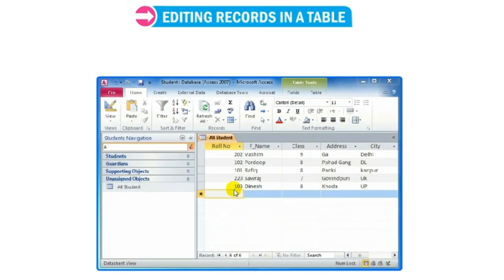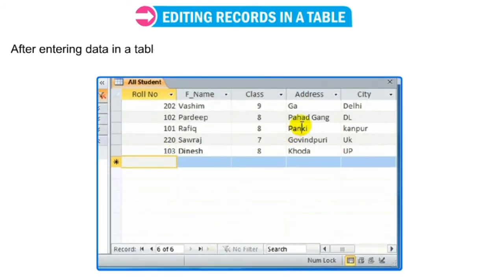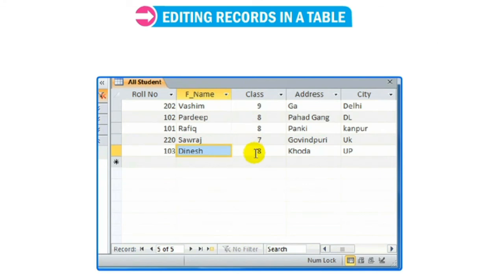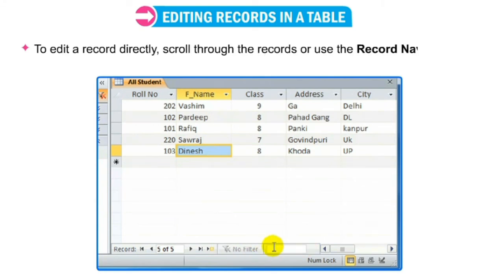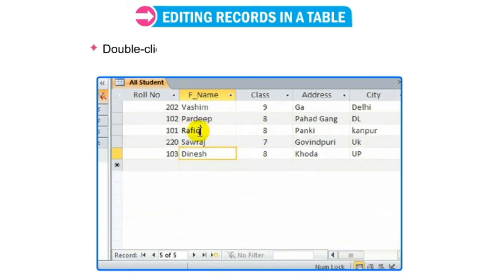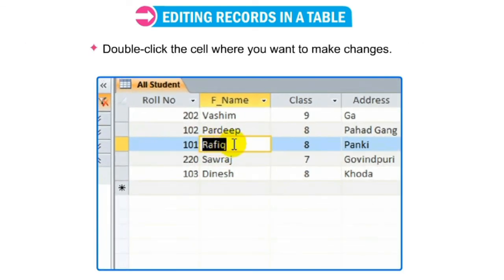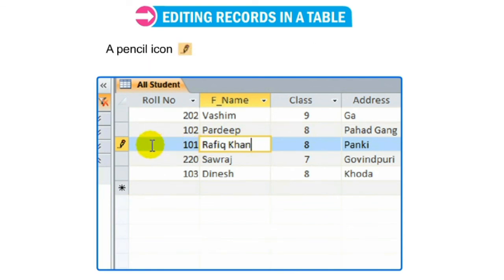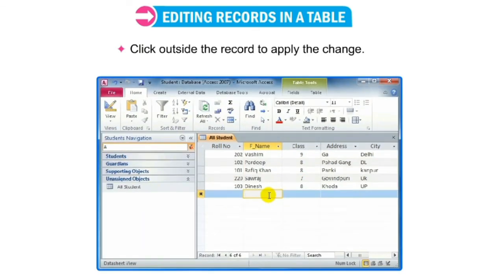Editing records in a table. After entering data in a table, sometimes it is required to make changes in the database. This can be done in various ways. To edit a record directly, scroll through the records or use the record navigation button to find the record. Double-click the cell where you want to make the change. Type the information into the field. A pencil icon appears to indicate the edit mode. Click outside the record to apply the change.